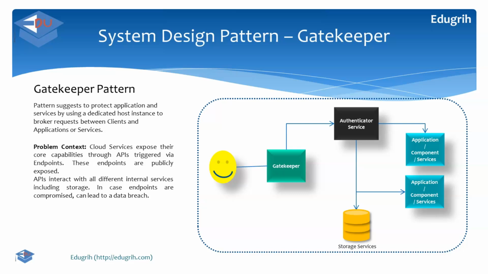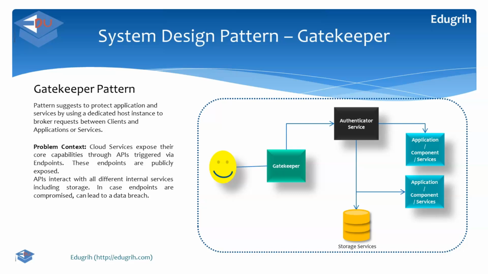Cloud services expose their core capabilities through APIs triggered via endpoints. These endpoints are publicly exposed. APIs interact with almost every different internal service, including storage. In case endpoints are compromised, it can lead to a data breach or an entire host breach.